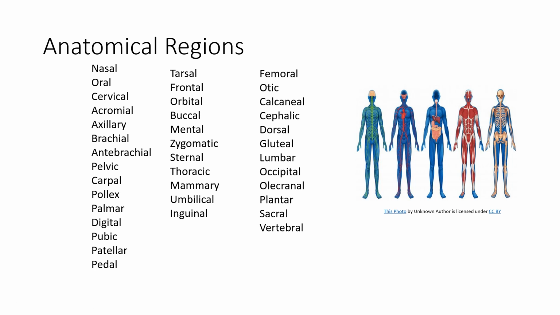Sternal is the breastbone. Thoracic is the chest cavity or the chest area. Mammary is talking about where the mammary glands are. Umbilical is around the belly button. Inguinal would be in the groin area and the lower right and left sides underneath the abdomen, right before you get to the pubic area.